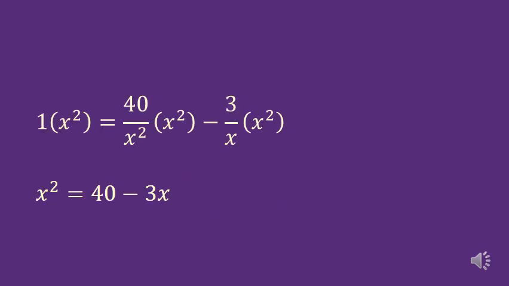So when I take 1 times x squared, that's just x squared. In the middle, the whole point is I want the x squared to cancel, so what's left is 40. And at the end, what happens is that x on the bottom will cancel one of the x's in the x squared. That's why I have minus 3x at the end. So x squared equals 40 minus 3x.